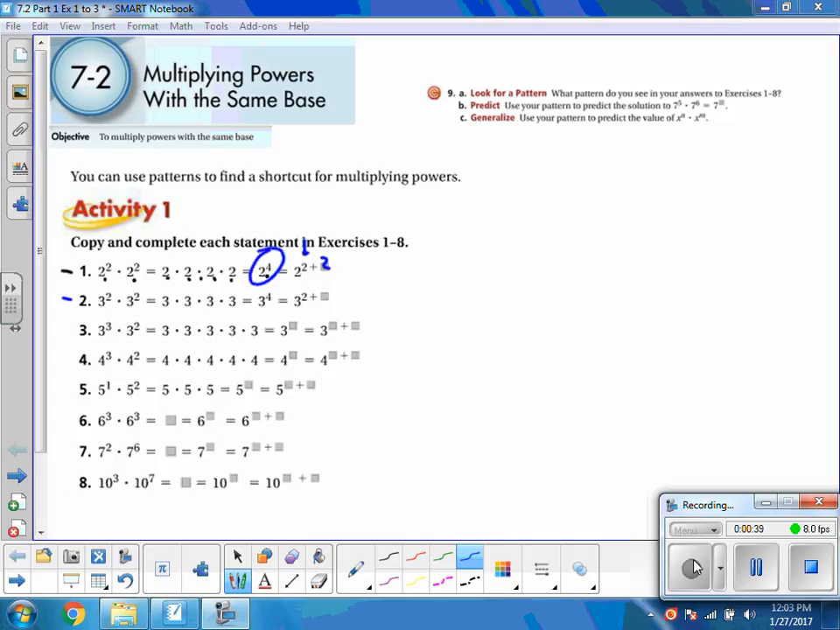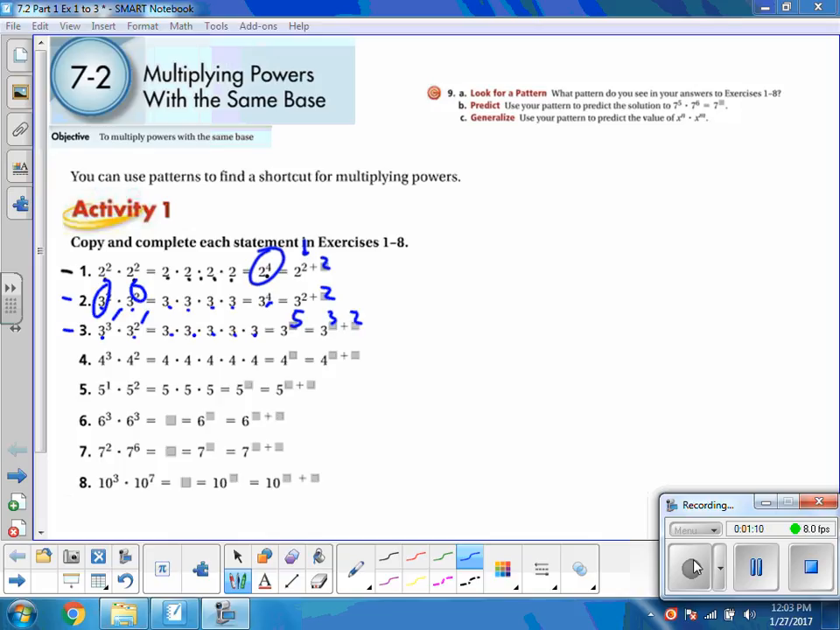If I look at the next one, it's 3 to the second power times 3 to the second power, and that's really like 4 threes, which is 3 to the fourth power. So it's like taking the exponent from our first one and adding the exponent from the other one. And for the next, it's 3 to the third power times 3 to the second power. So that's like 1, 2, 3, 4, 5 threes, so it's 3 to the fifth power. But if I just look at the original exponents, it's 3 plus 2. I add my exponents and I end up with 3 to the fifth.